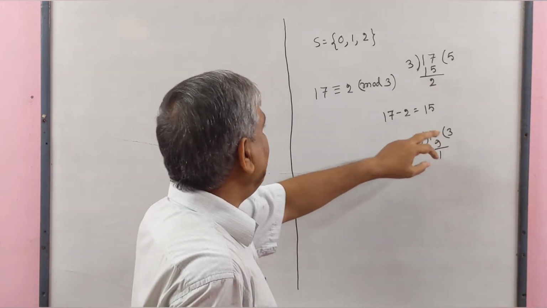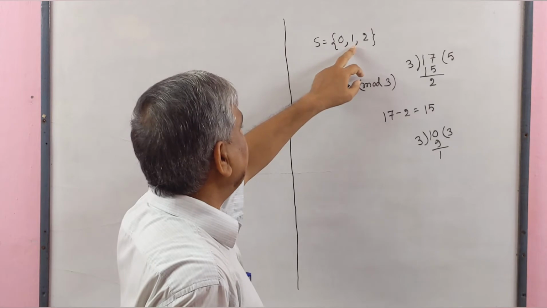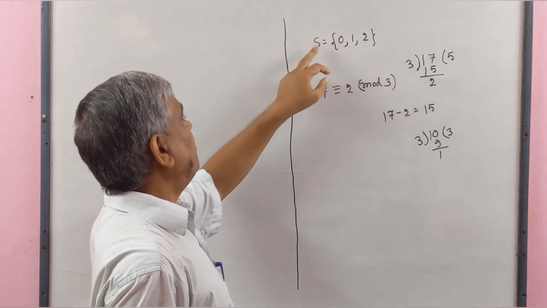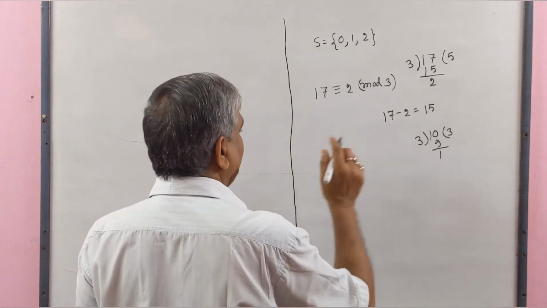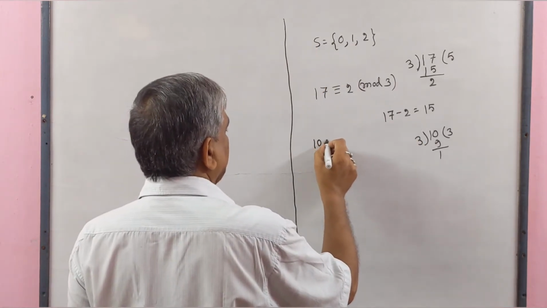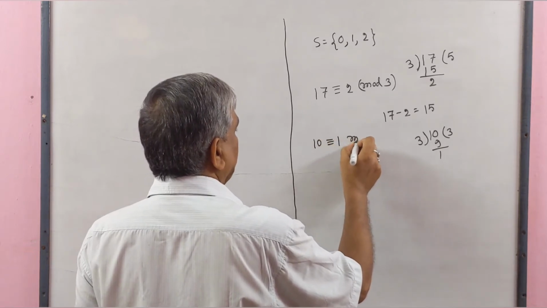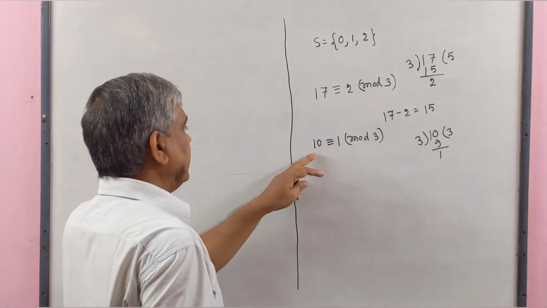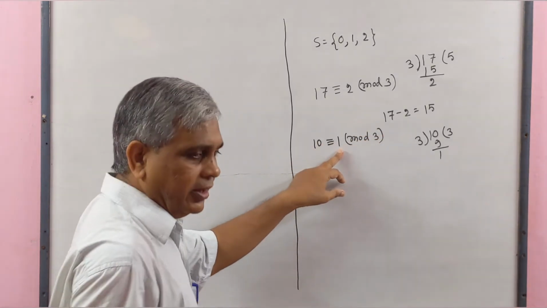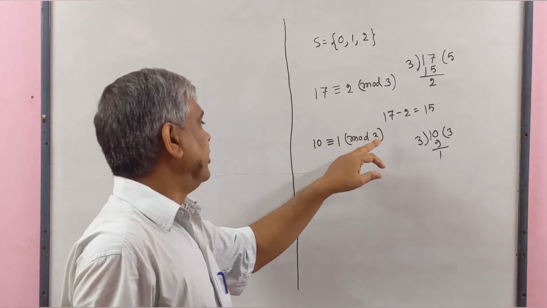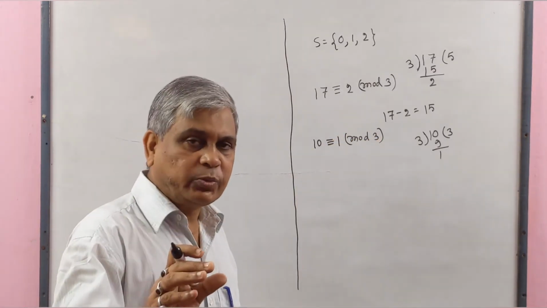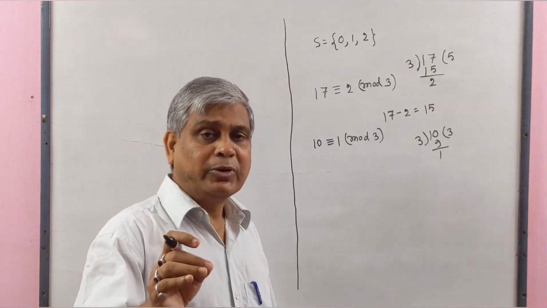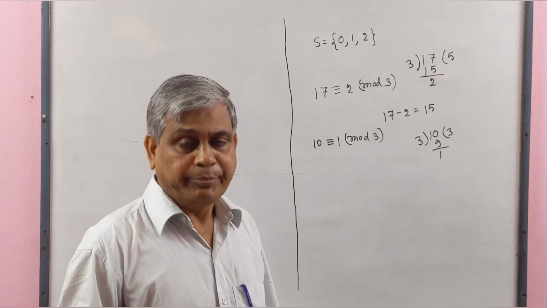Similarly, 10 is associated with a unique member 1 of S. We may write 10 congruent 1 modulo 3. That means 10 minus 1, which is 9, is divisible by 3. In this way, we may relate residue modulo M with congruent modulo M.